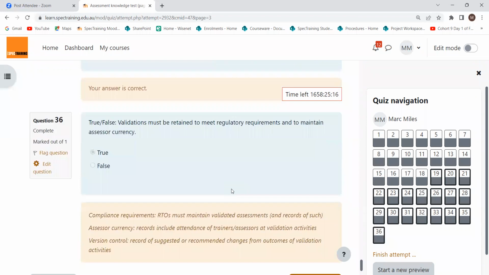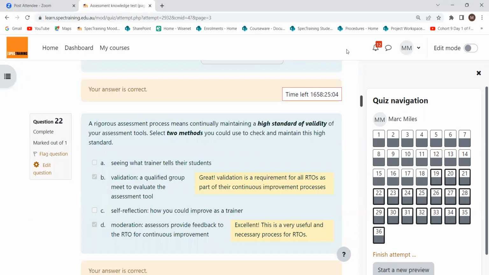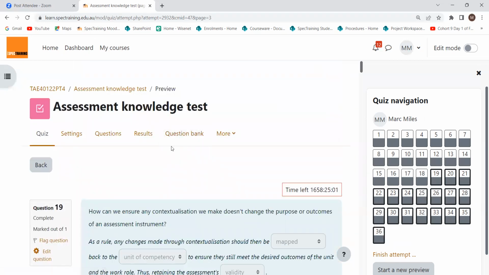Okay, coming down, 36, true or false. Validation must be retained to meet regulatory requirements and to maintain assessor currency. Absolutely true. All right, so folks, hopefully that has helped you through the short answer questions for the assessment knowledge test. And as I said, there are some in there that you're going to need to do some self-discovery on, do a little bit of research, but hopefully this really helps you out and you're able to nail the assessment knowledge test.